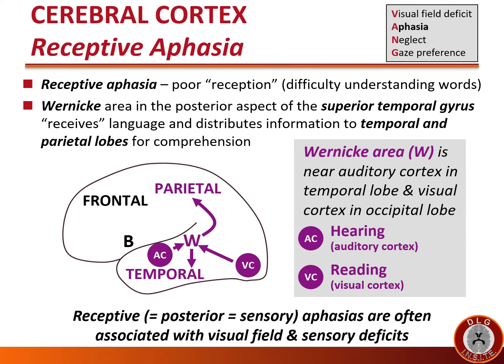Receptive aphasias are also known as posterior or sensory aphasias, and again, logically, are often associated with sensory deficits, such as visual field deficits and sensory deficits to touch, pain, etc.